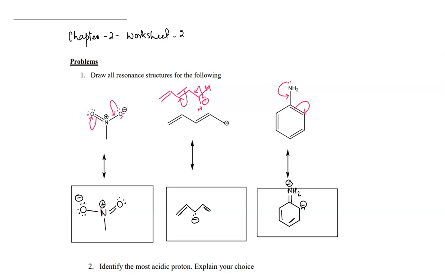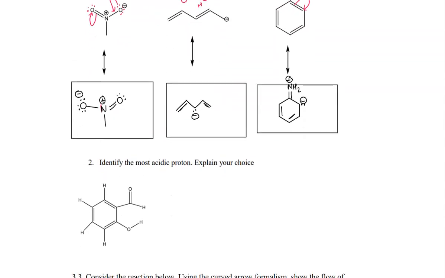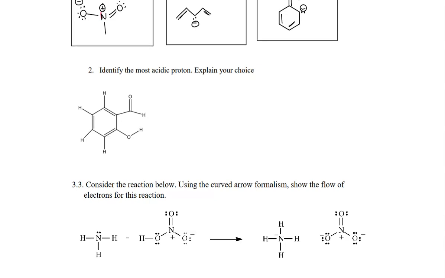Okay, so now coming back to the next question on this worksheet. Identify the most acidic proton and explain your choice. So here there are many protons that are shown, right? And according to Lowry-Bronsted theory, protons can be donated by acids. So here we can see that there are several protons. The hydrogen atoms can be given off in the form of a H plus ion, and that is what we refer to as a proton.